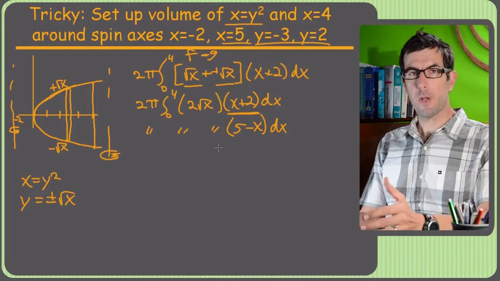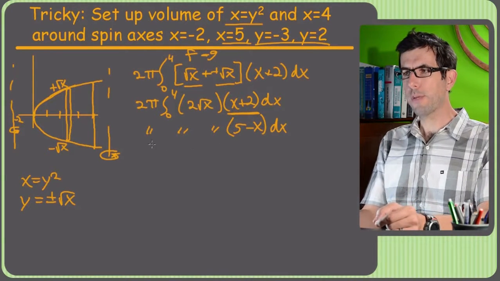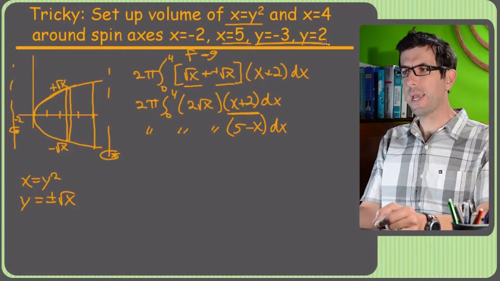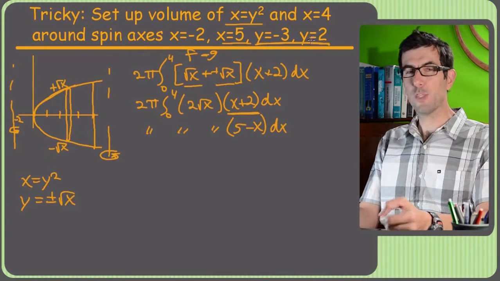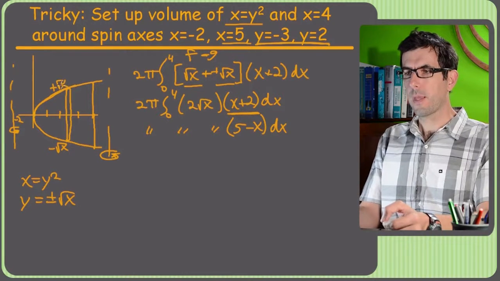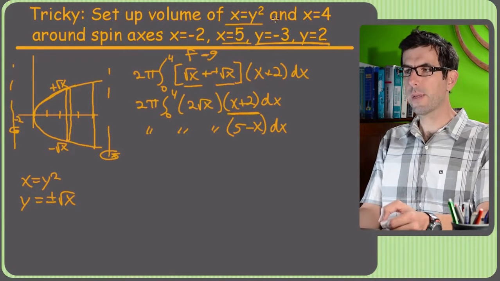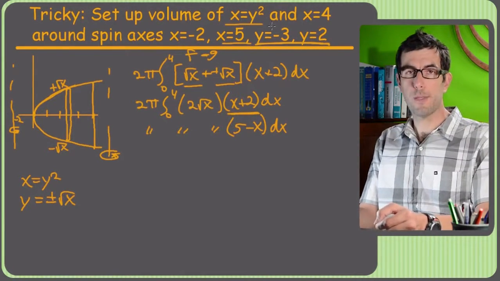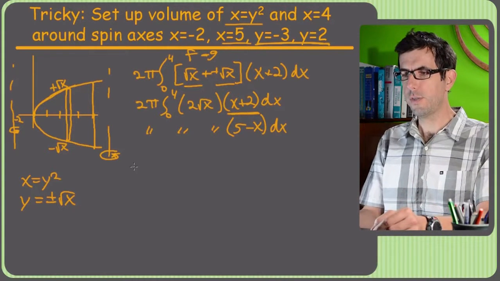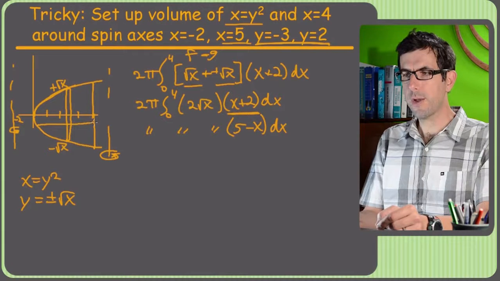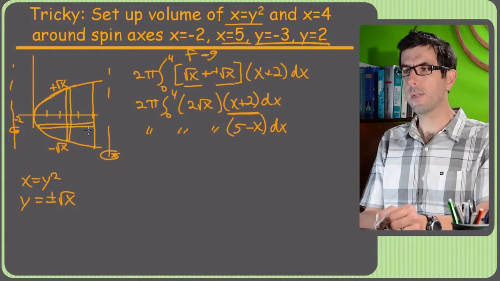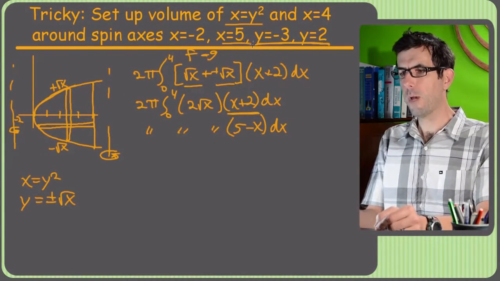All right, so for this last part of the problem, we're going to be dealing with horizontal spin axes, y equals negative 3 and y equals 2. So we're going to have to switch things up a little bit. Now everything's going to be in terms of y squared again, which is kind of where we started. X equals y squared is actually perfect for this. So we're just going to use the dy version. Our representative rectangles are now going to be horizontal, because we have a horizontal spin axis of y equals negative 3.